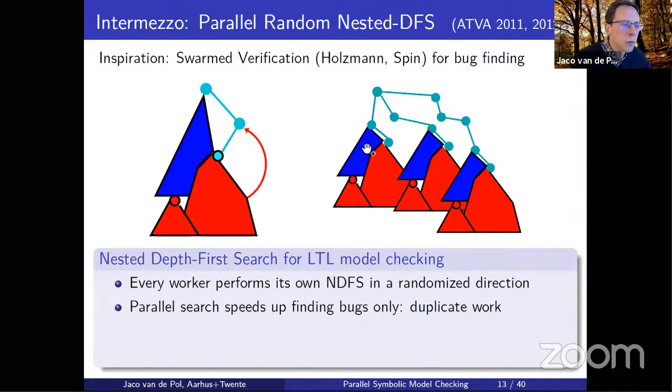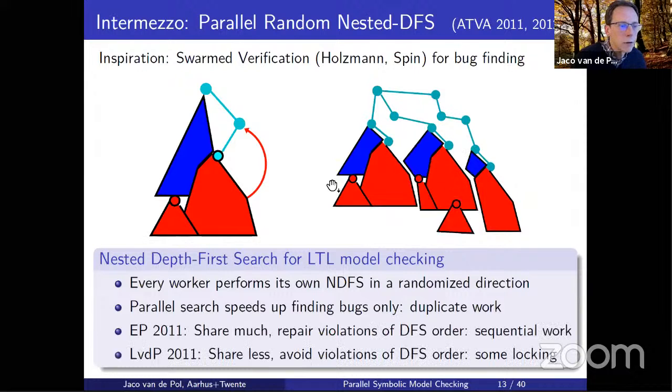So why is this useful? Well, it's actually useful in the case there are bugs, because if there's a bug in the system, then with 3 workers, you are probably finding the bug earlier than with 1 worker. So there is some speed up here for bug finding. But there is no speed up for full verification because all the workers would have to do the whole state space. So this is the starting point, and then we try to improve on this by avoiding duplicate work.